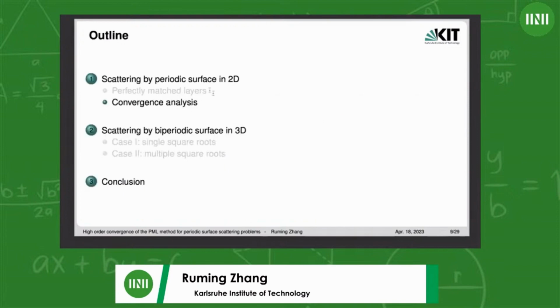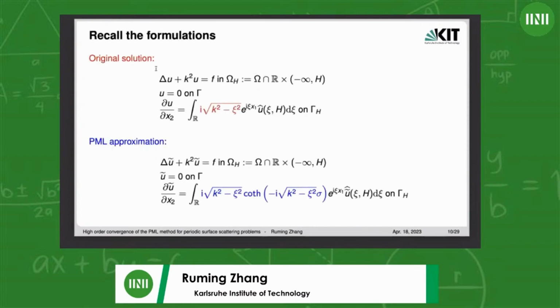Then let me introduce the convergence analysis for the case in 2D. Let's recall the problem. This is the original problem, and the solution is U, the exact solution. And this one is the approximation by the PML, and the solution is U tilde. We have exactly the same equations in omega h, and the same boundary conditions on gamma, but you can see that the detour map on gamma h is different. The factor here is something extra from the PML.